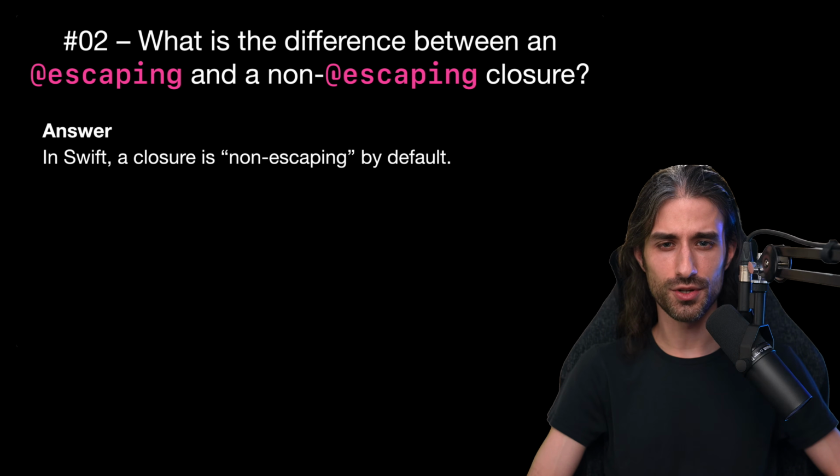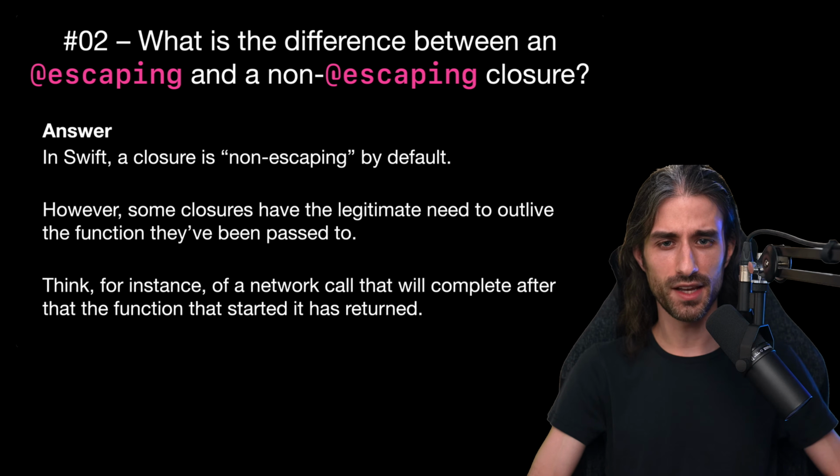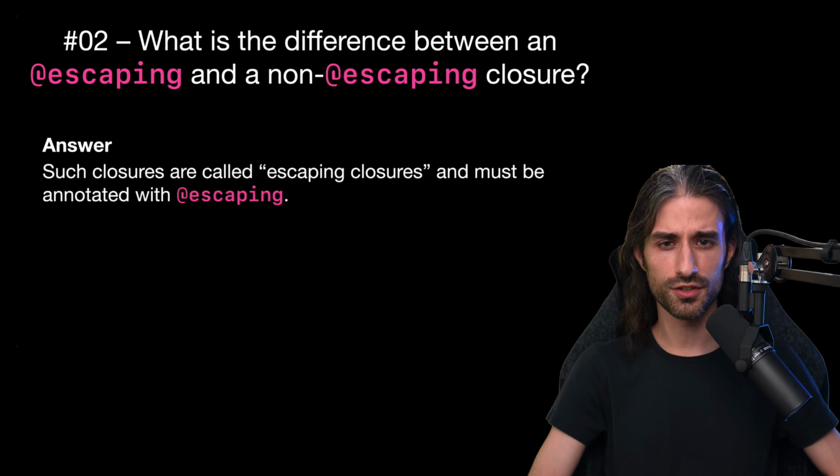And in Swift, closures are actually non-escaping by default. However, some closures do have the legitimate need to outlive the function that they've been passed to. Think for instance of the closure that handles the result of a network call. Such a closure will be executed after the function that started the network call has returned. Such closures are called escaping closures because they escape the lifetime of the function they've been passed to, and in Swift, they must be explicitly annotated with the attribute @escaping.